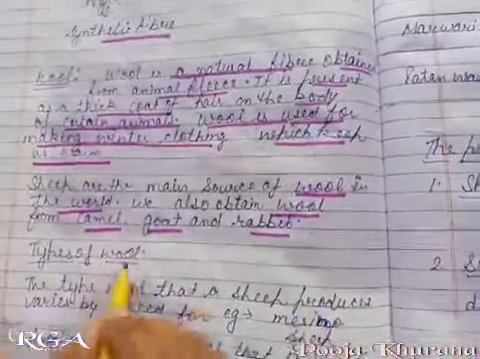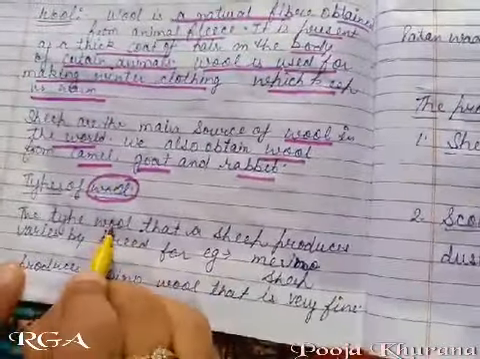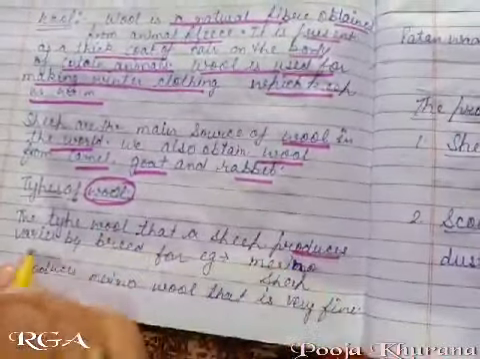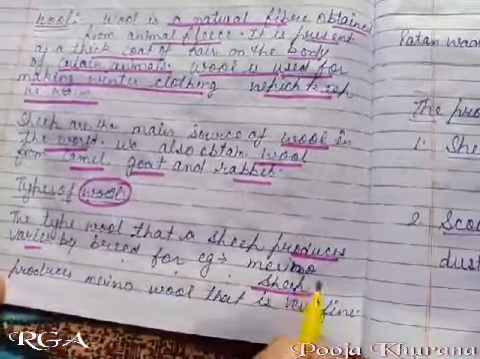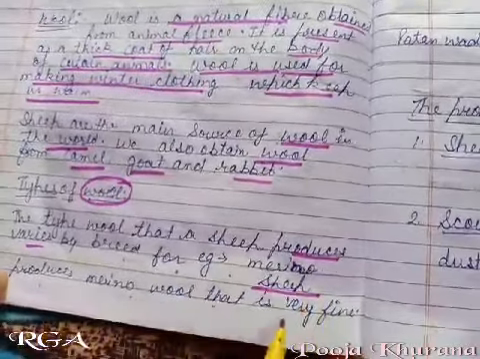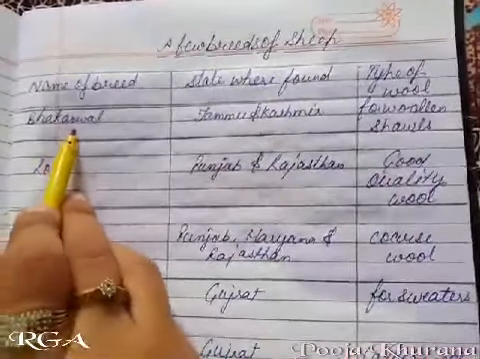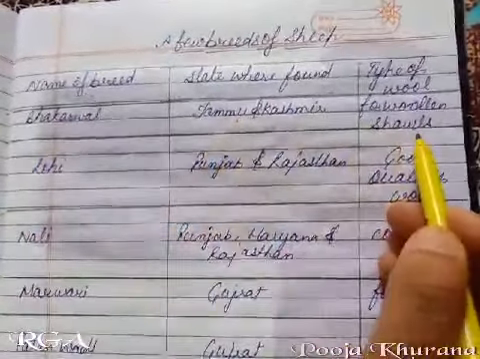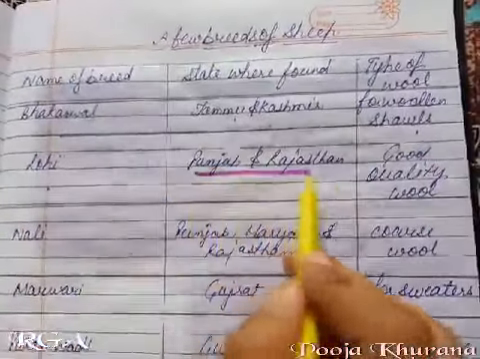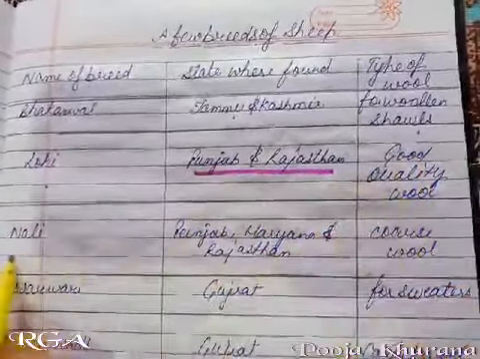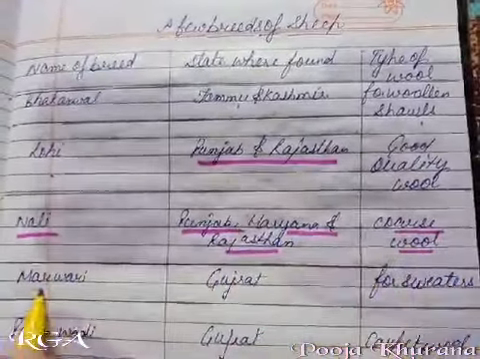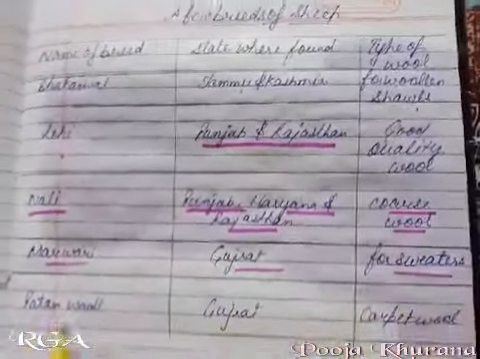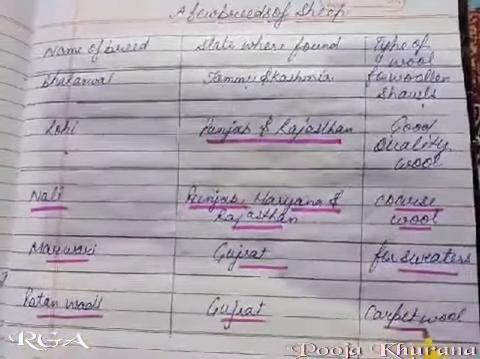And next, types of wool. The type of wool that sheep produce varies by breed. For example, merino sheep produce merino wool that is very fine. A few breeds of sheep: Bhakarwal, Jammu and Kashmir, for woolen shawls. Loi, Punjab and Rajasthan, good quality wool. Nali, Punjab, Haryana and Rajasthan, coarse wool. Marwadi, Gujarat, for sweaters. Patanwadi, Gujarat, carpet wool.